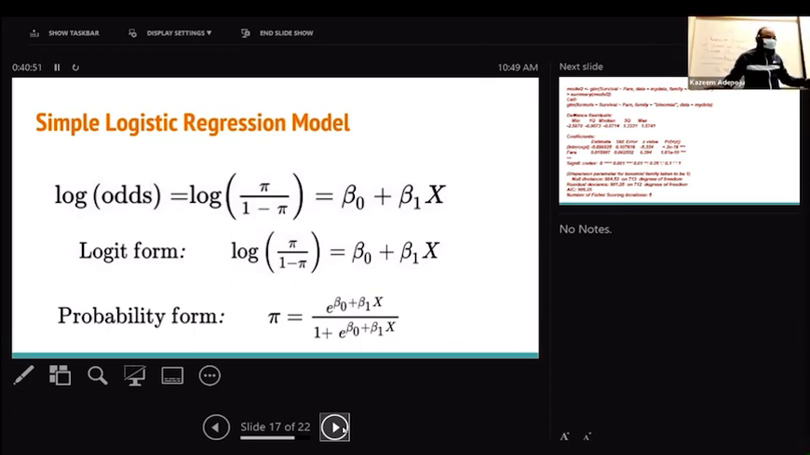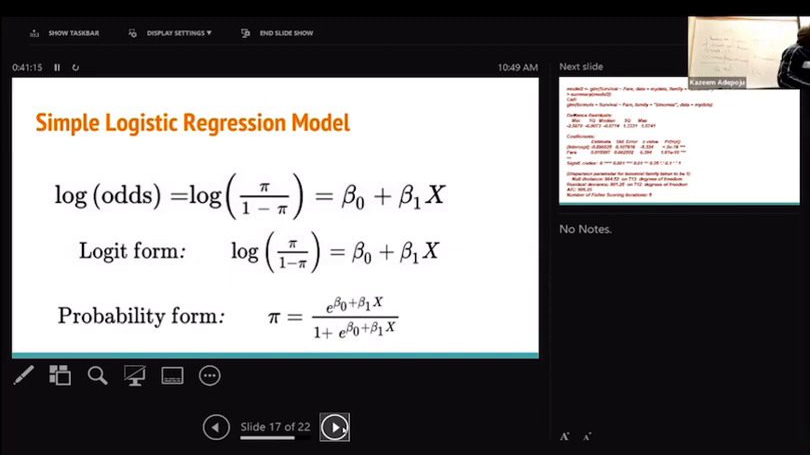I'm going to say it again. Logit transformation of linear regression leads to logistic regression. And what I mean by logit transformation is basically the logarithm of the odds ratio. And where do I get the odds ratio? Odds ratio is just from the levels of the categorical response.